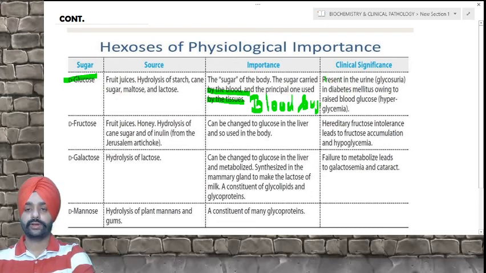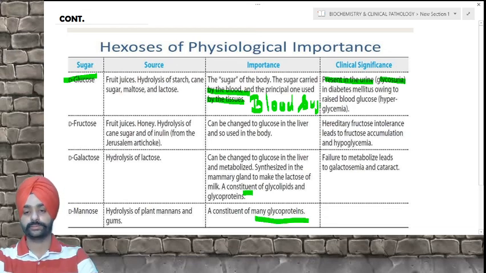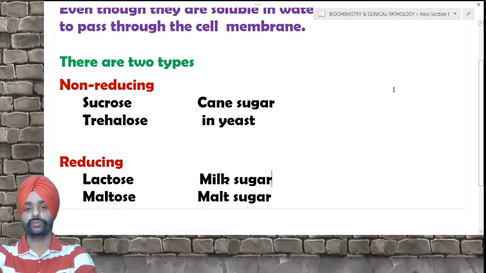Clinical significance: if present in urine, it is known as glycosuria, seen in diabetes mellitus. Fructose can be changed to glucose in liver and so used in body. Hereditary fructose intolerance leads to fructose accumulation and hypoglycemia. Galactose can be changed to glucose in liver and metabolized, a constituent of glycolipids and glycoproteins. Similarly, mannose is also a constituent of many glycoproteins. So this was regarding the importance of hexose and pentose sugars.